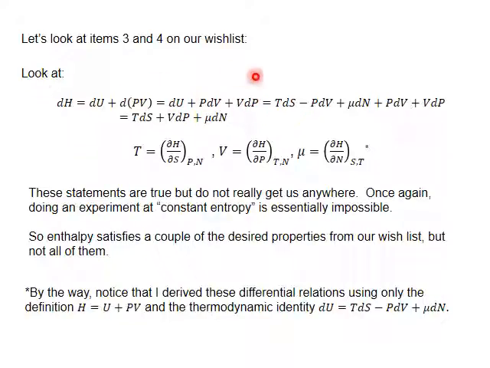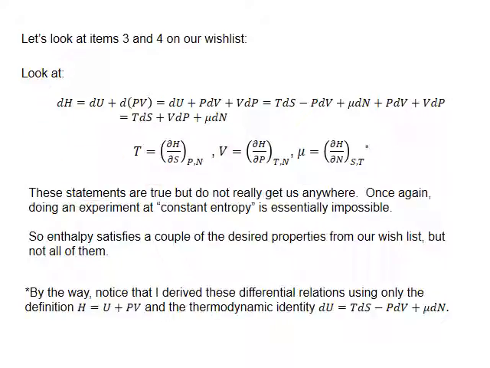I'm going to mention this again towards the end of the lecture. This is what's called a Legendre transformation. And if I write out the thermodynamic identity, TdS minus PdV plus mu dN, our expression for dH is TdS plus VdP plus mu dN. Right? So I do have a bunch of things I can calculate from H, these three derivatives.